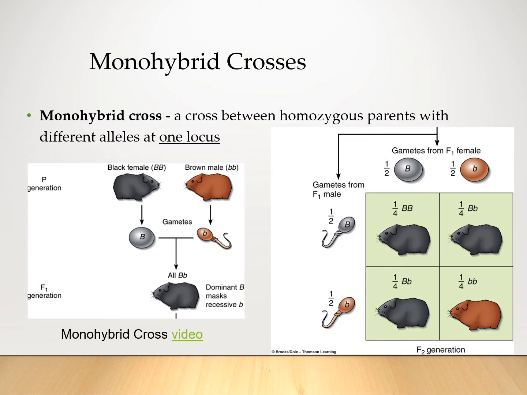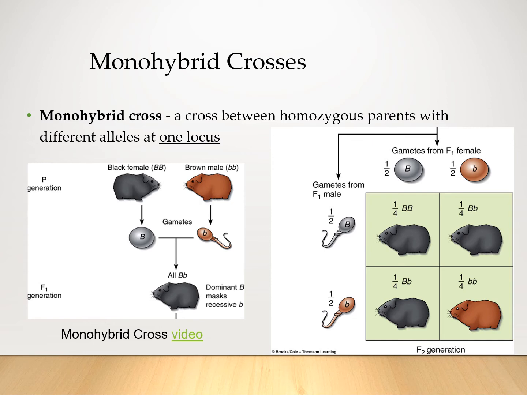In the right image, when two heterozygous parents are crossed, the possible outcomes are homozygous dominant, heterozygous, or homozygous recessive. Notice, however, that the homozygous dominant and heterozygous offspring all express phenotypes of black fur, while only the homozygous recessive offspring express the brown fur.